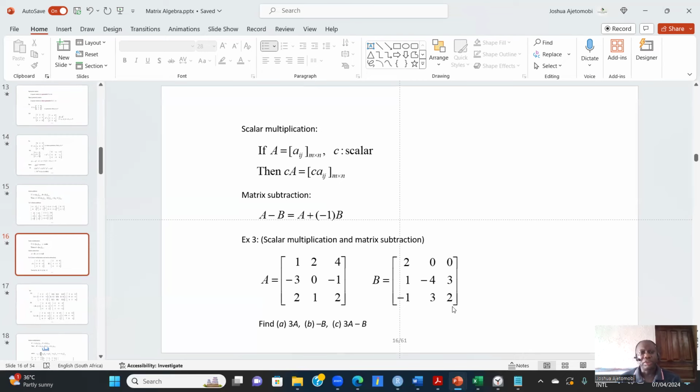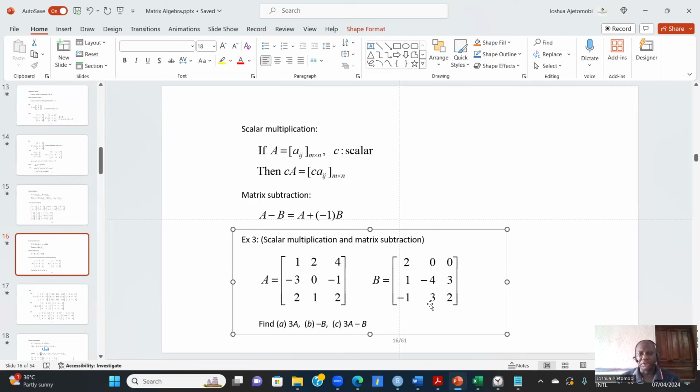There is what is called scalar multiplication. Scalar multiplication is multiplying a matrix by a constant. Take, for instance, we have our A to be 1, 2, 4, minus 3, 0, minus 1, 2, 1, 2. To calculate 3A, you want to multiply this matrix by this constant. And you have your B to be 2, 0, 0, 1, minus 4, 3, minus 1, 3, 2, and you want to multiply it by minus 1, to get your minus B.